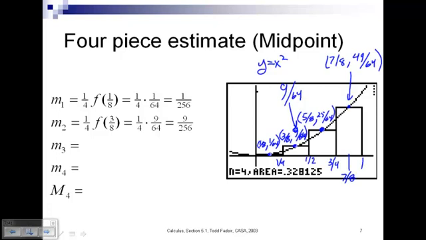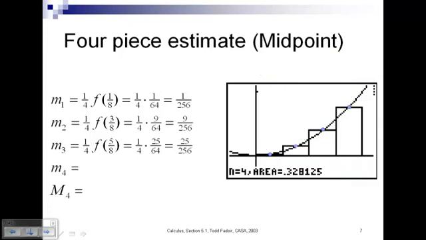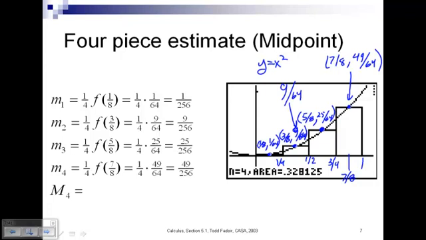In the next rectangle, it's 1/4 wide. It's 25/64 tall for a total area of 25/256. And then the fourth rectangle, again, is 1/4 wide and 49/64 tall for an area of 49/256. MRAM 4. Again, this is the old notation; the new notation in our book is MRAM 4.